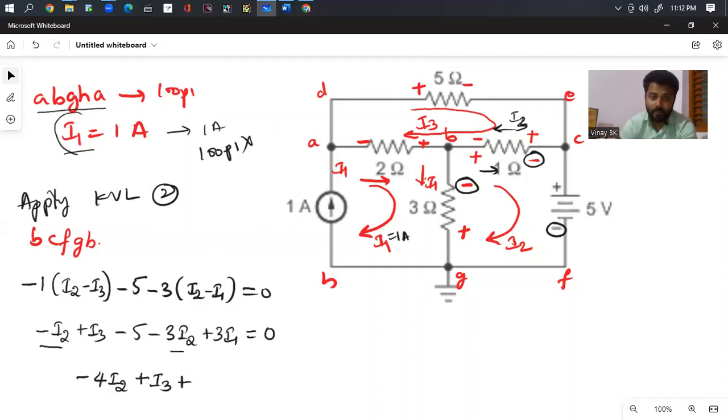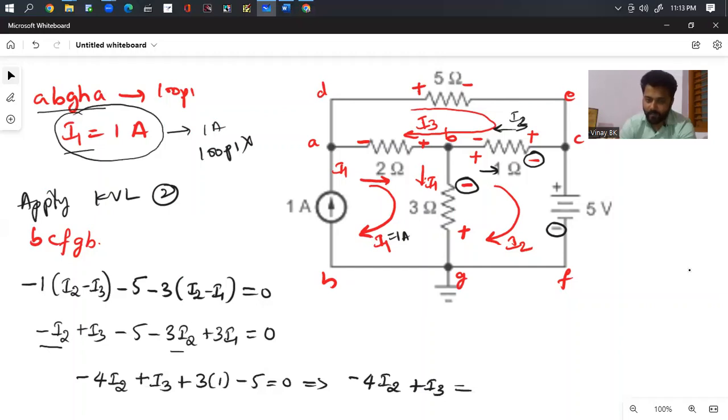I1 is nothing but 1 ampere, plus 3I1. That is nothing but 3 into I1 value, which is 1, minus 5 equals 0. You'll get 3 minus 5 is minus 2. We'll send that to the right side. It will become minus 4I2 plus I3, plus 3 minus 5 is minus 2. If you send that to the right side, it becomes plus 2. This is equation number 1.